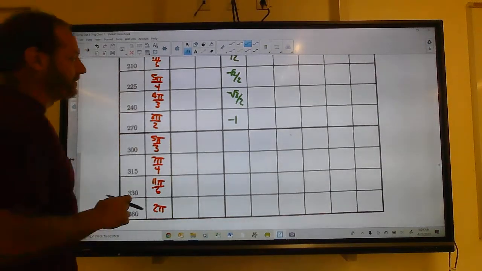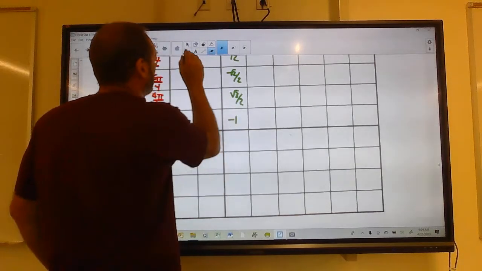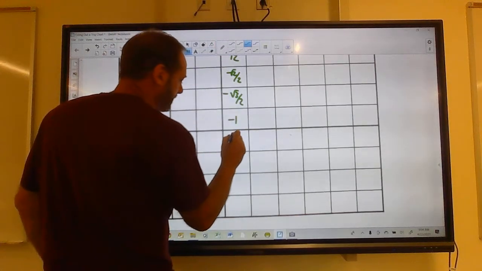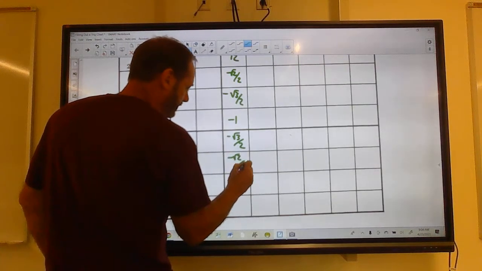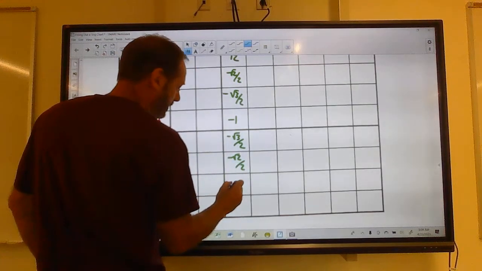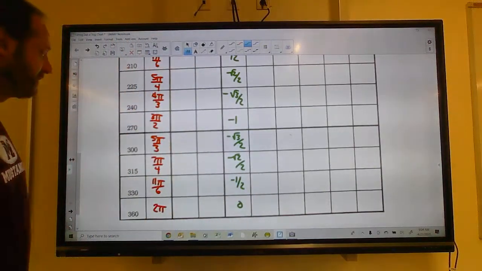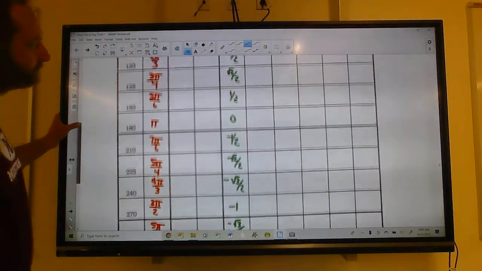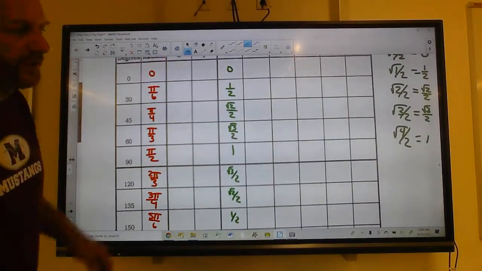And now we're going to work our way back up again. This is hard to read, so let's fix this right here, make it obvious that's negative. So this is going to be negative square root of 3 over 2, negative square root of 2 over 2, negative 1/2, and 0. And so we've done the sine column. Once you get these first 5 numbers, the rest is pretty easy.